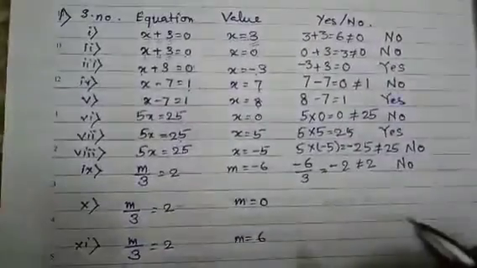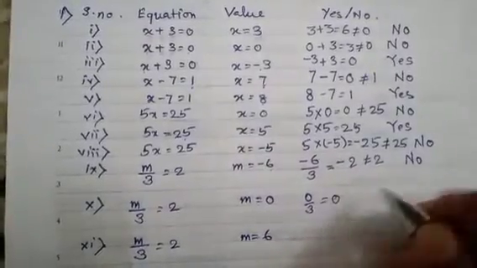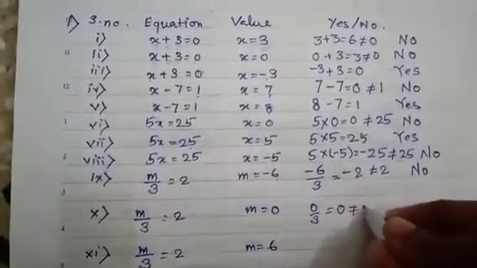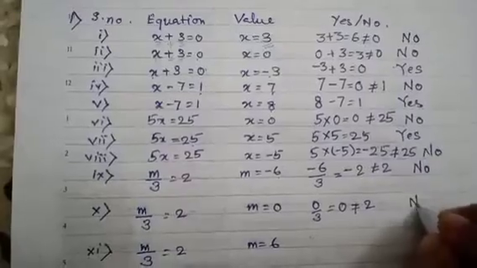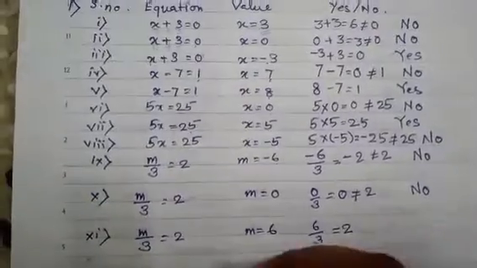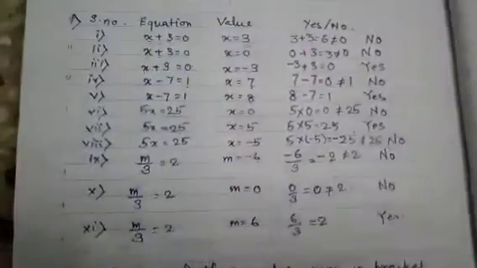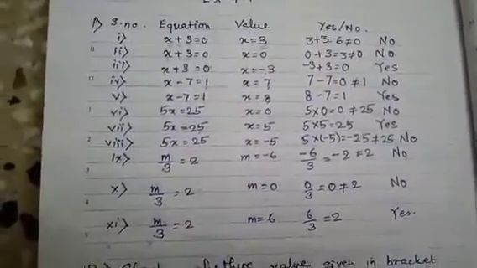Again, m is equal to 0, it is given. So 0 by 3 is always 0. 0 by any number is 0, which is not equal to 2. So it is not a solution. 6 by 3, it is equal to 2. Answer is 2. So yes, it is a solution. So this is question number 1.